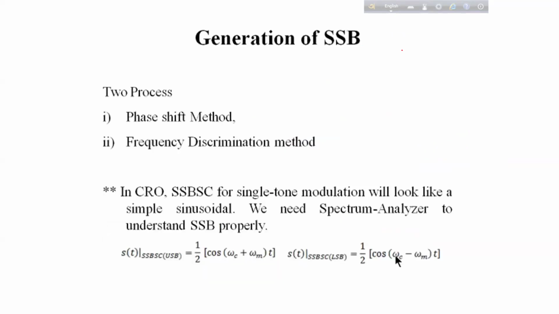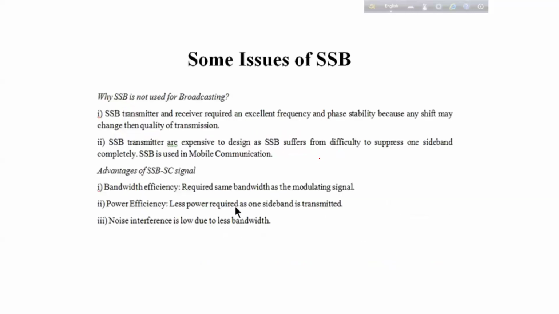Now the generation of SSB. The generation of SSB can be of two types: phase shift method and frequency discrimination method. The frequency discrimination method we will see in our lab class, the next lab. Now we will only learn the names here. We will not learn the detail of these two methods of generating single sideband.